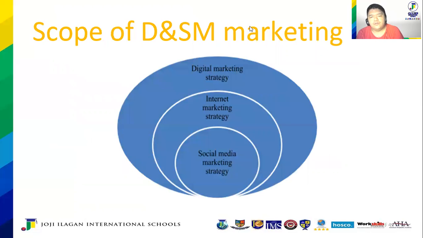Okay, so on this point, I'm showing you the scope of digital and social media marketing. The entire scope is digital marketing. Then we have internet marketing and social media marketing inside. Remember what I mentioned in the previous lesson: internet marketing is just one segment of digital marketing. Then SMM, or social media marketing, is also just part of internet marketing, because basically social media is hosted over the internet, right?